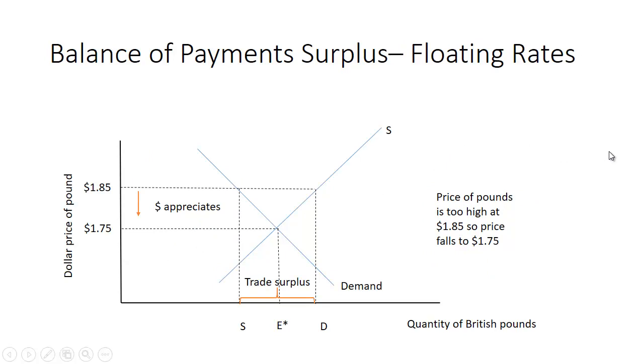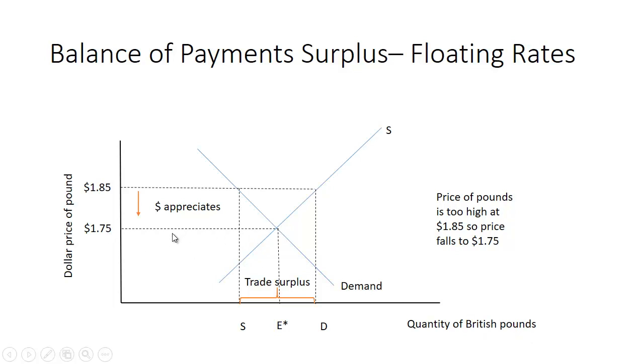Let's look at the case where we have a balance of payments surplus under floating rates. So again, the correct price should be $1.75, but it happens to be $1.85. It's too high, which makes the supply of pounds greater than the demand for pounds. In this case, in the U.S., we have a trade surplus. Again, when you're out of equilibrium, if you have floating rates, rates will just adjust downward to the market clearing price of $1.75 to buy £1 sterling.